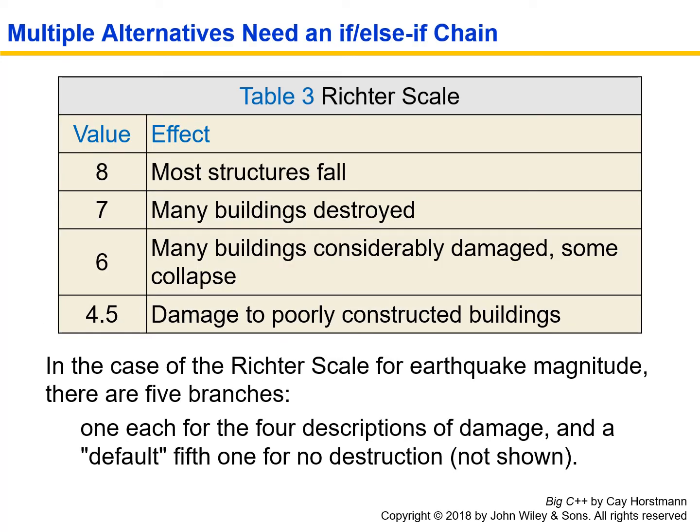Sometimes you don't have a single pair of alternatives, if this, else that. Sometimes you have multiple alternatives. And in these cases, we have what's called an if-else chain, or an if-else-if chain. Consider, for example, the Richter scale for earthquakes. You have an earthquake Richter scale number come in. You want your program to print out which of these 4 outcomes, or the 5th outcome, no damage, which would be less than 4.5.